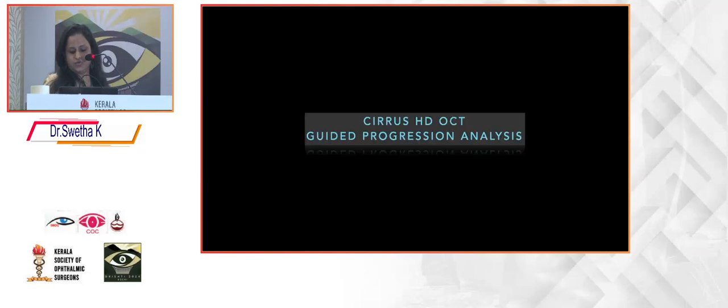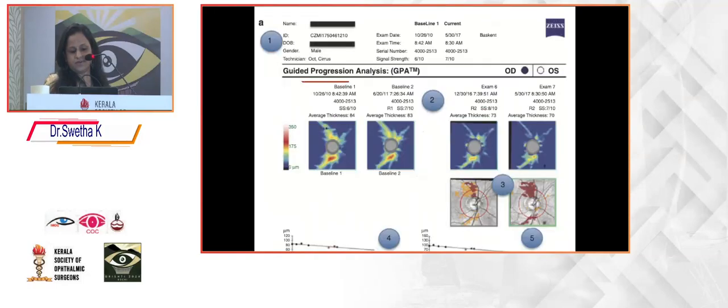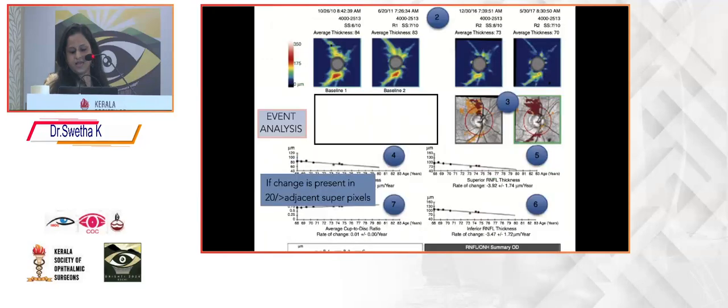Then I'll just show the Cirrus guided progression analysis. Here you have the baseline scan and the follow-up scans. Any change from the baseline scan is shown in 3, where red indicates a significant change from the previous, and even orange indicates a significant change. Red shows the same change has occurred in more than 2 or 3 scans, so red is likely loss. If it is given as lavender, it's a possible increase.